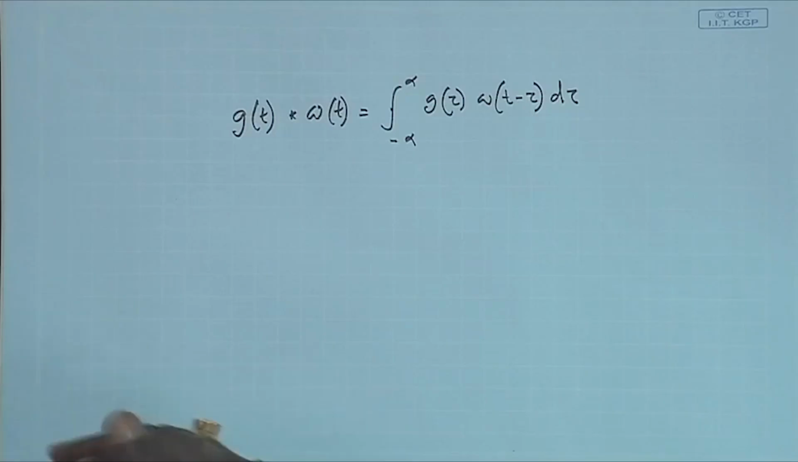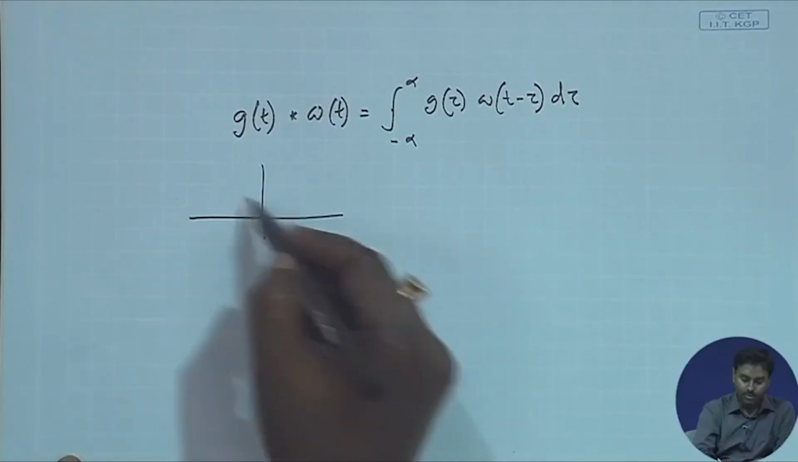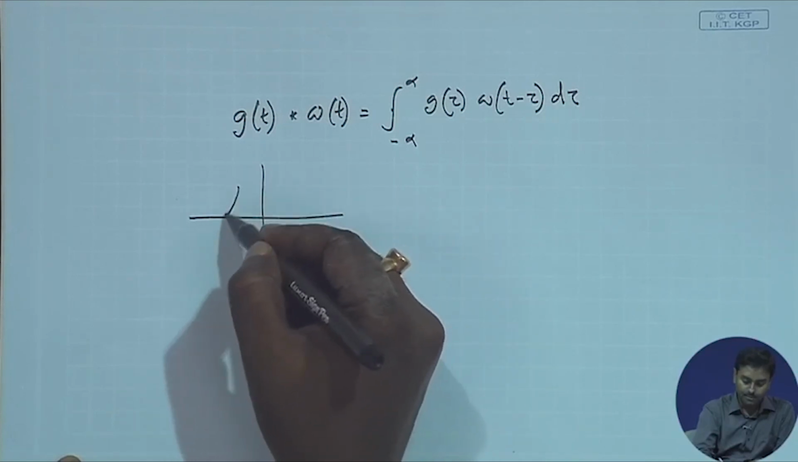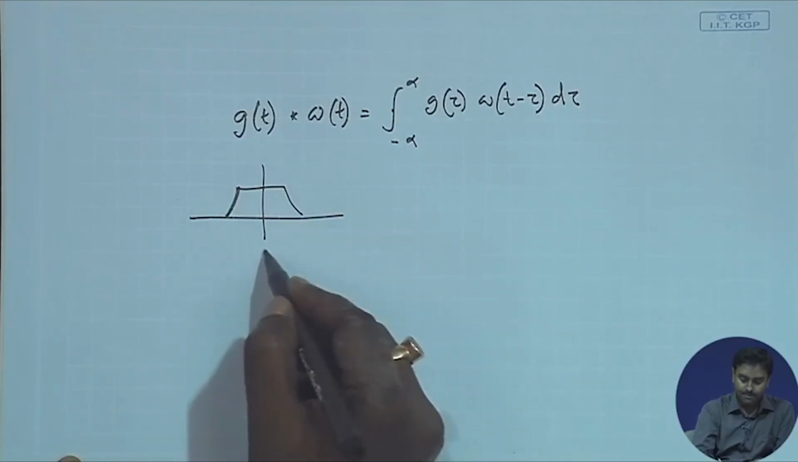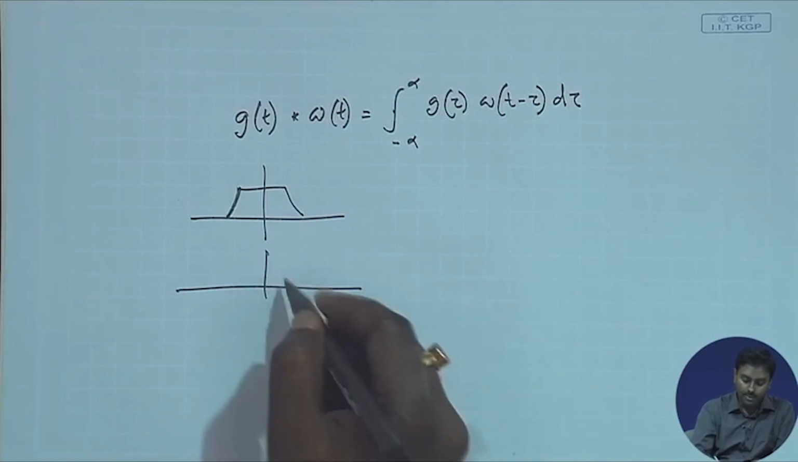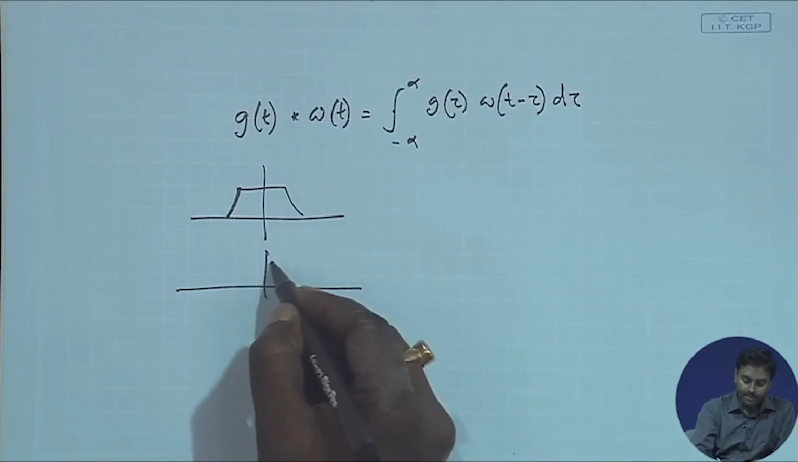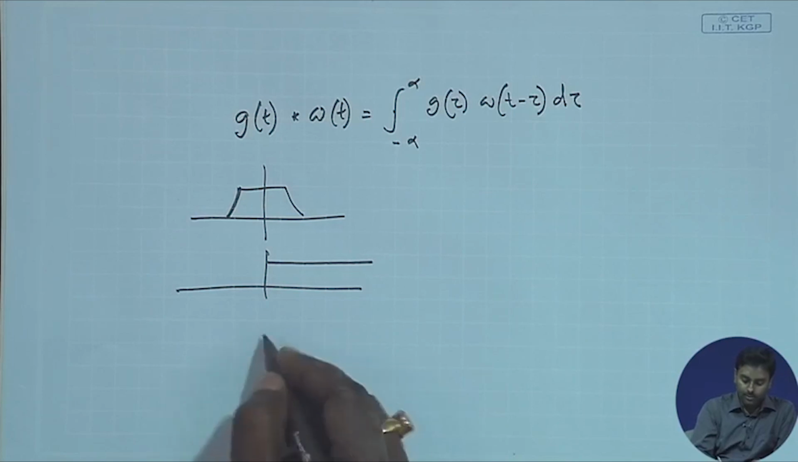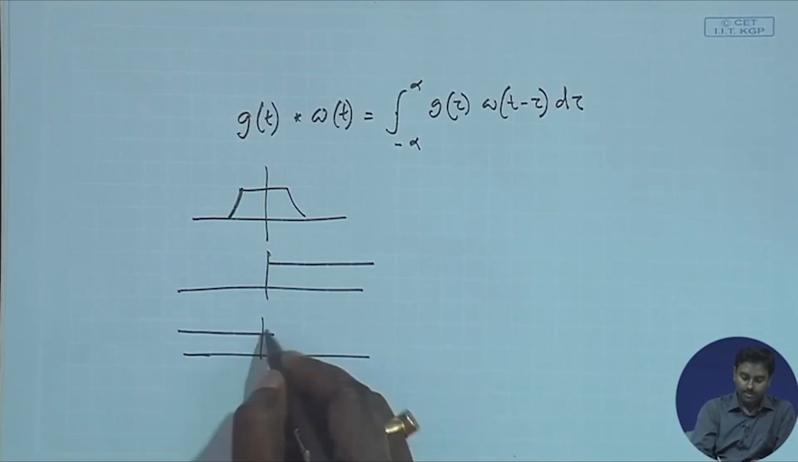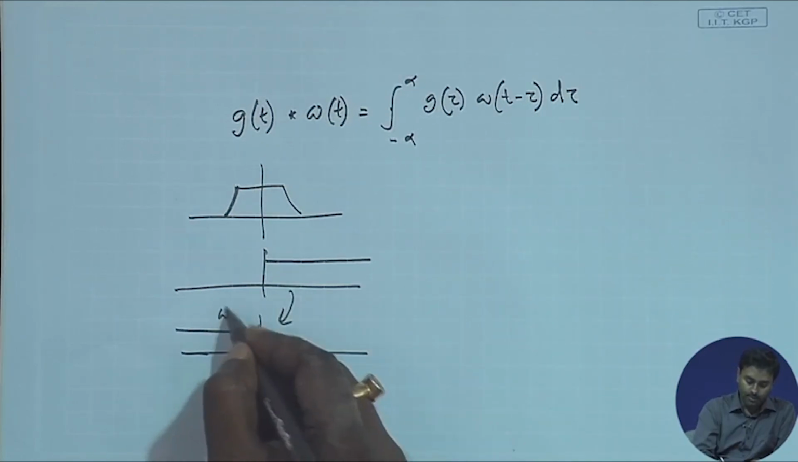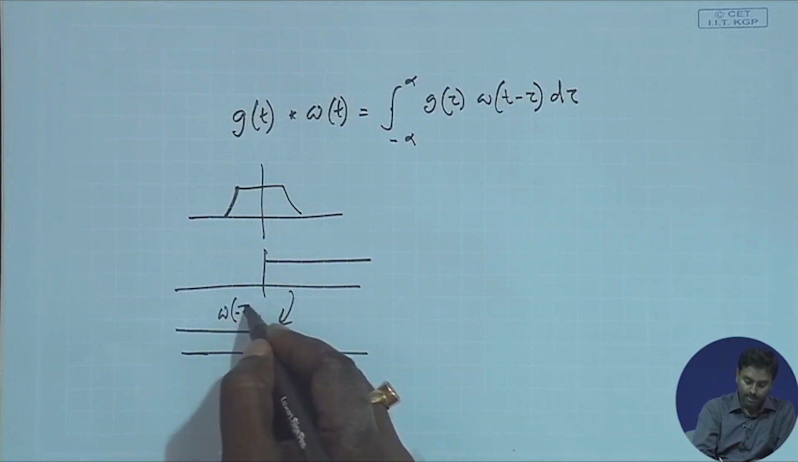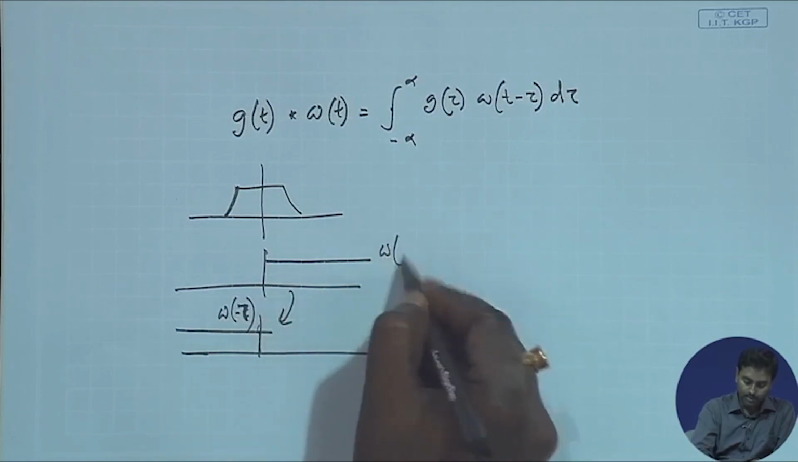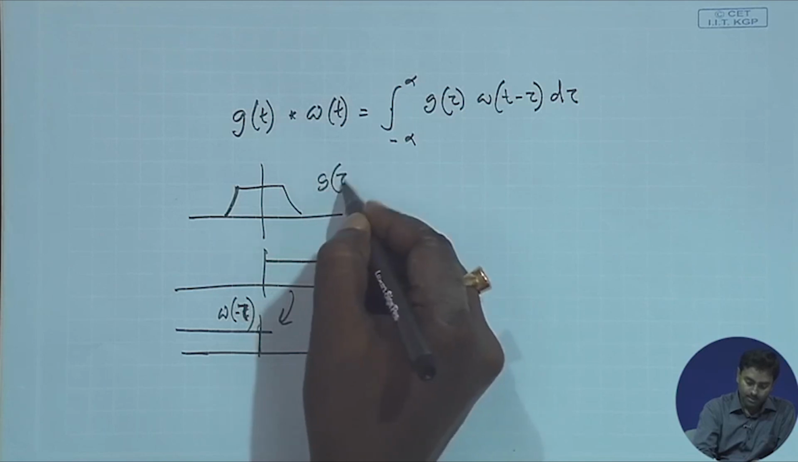So, basically one particular signal you will take, suppose this is my g(t), let us say this is like this, and suppose the other one, omega(t), is something like this. Now, what you do first, you flip this omega(t). So, from there it will be omega(minus t), or minus tau. So, this is omega(tau), this is g(tau).